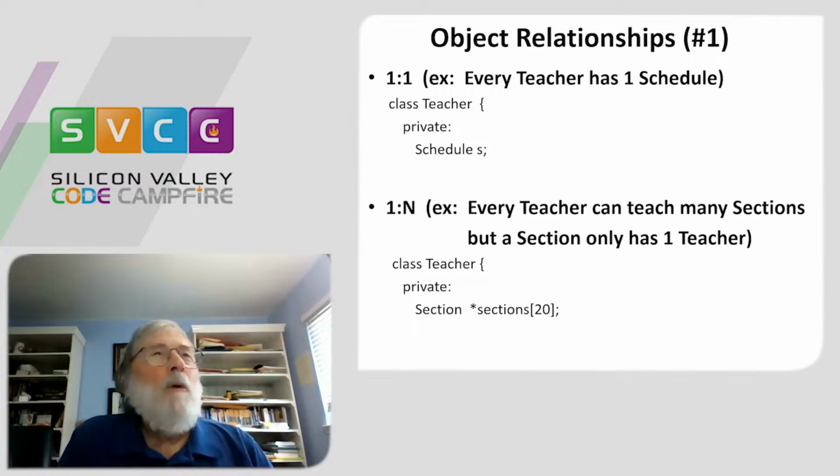A one-to-one relationship. Class teacher has a schedule. And that's it. It's one teacher, one schedule. One-to-one, one-to-n, is every teacher can teach many sections, but a section only has one teacher. So from the teacher's point of view, it's a collection. In this particular case, it's a collection of 20 section pointers. So 1 to n involves a collection. The 1 collects the n.